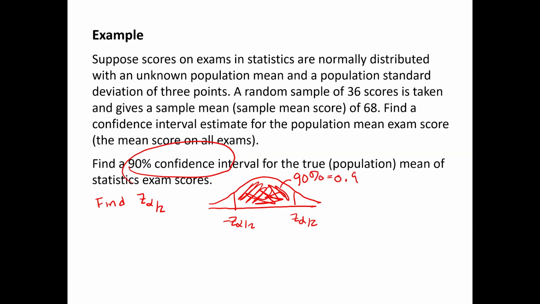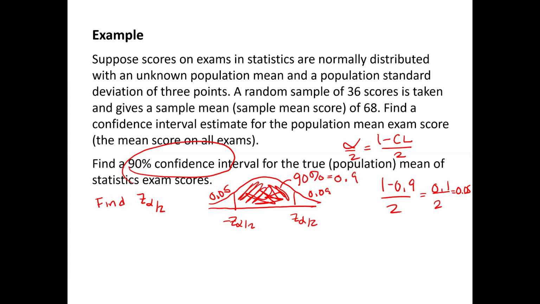So what's in each tail? 1 minus 0.9 divided by 2. So take the total area of the curve, which is 1, subtract the confidence level. Actually, we could write that down. So it is 1 minus the confidence level divided by 2. That is alpha over 2. Okay, so what is that? 0.1 divided by 2, is that 0.05? So we have 0.05 over here. We have 0.05 over here.